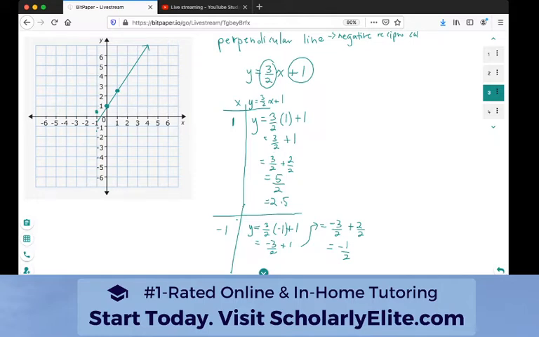So if our original equation was y equals 3 over 2 x plus 1, then we need to find out the slope that is the negative reciprocal of 3 over 2. Well, I'm going to show you guys how to do that. We're going to get a different color pen here.